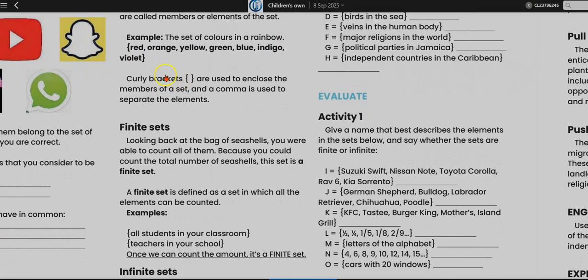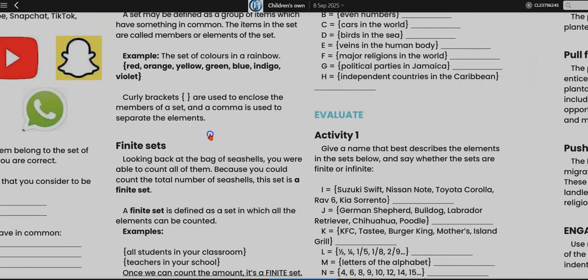Curly brackets, you can see them here. Curly brackets are used to enclose the members of a set, and a comma is used to separate the elements or the members in the set. So if we look again, red, comma, orange, comma, yellow, comma, green, and so on.